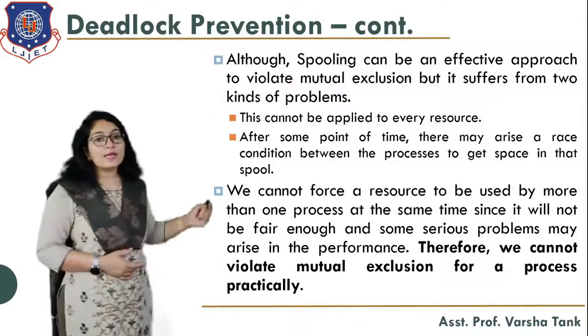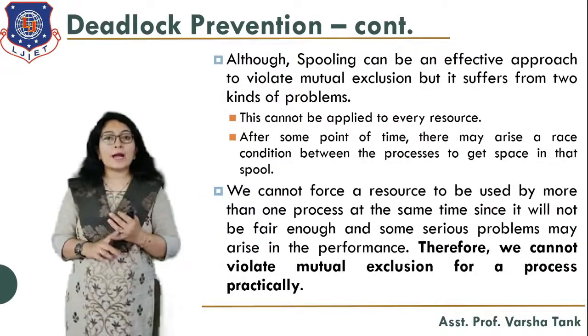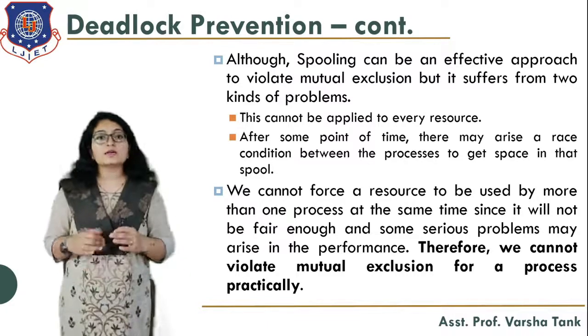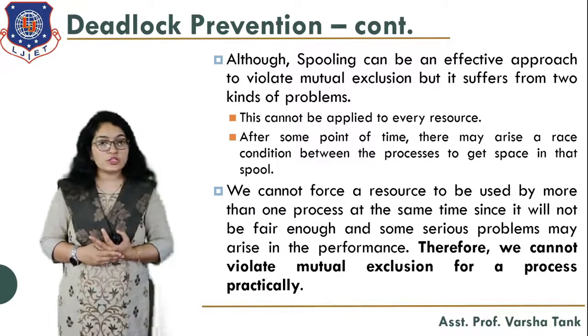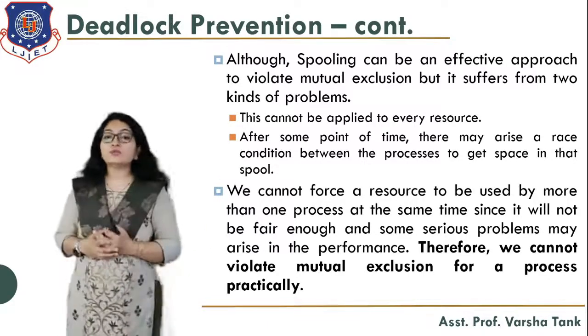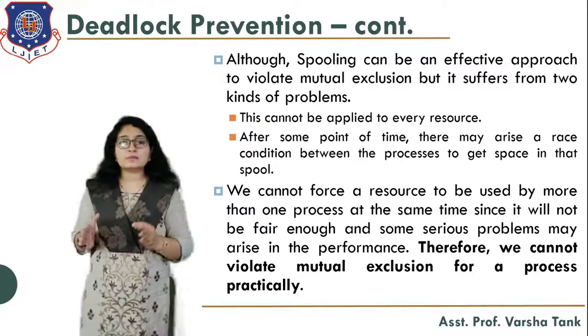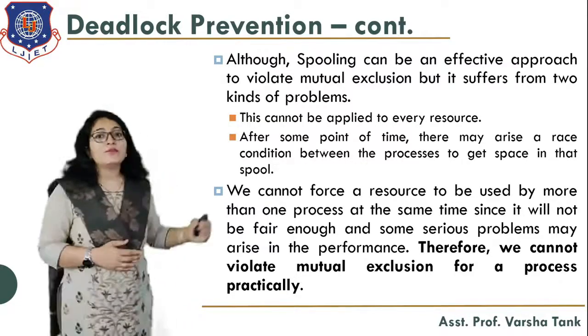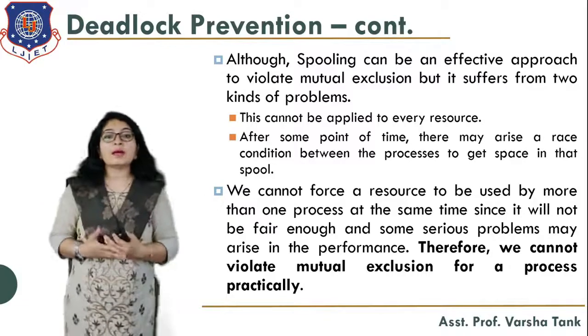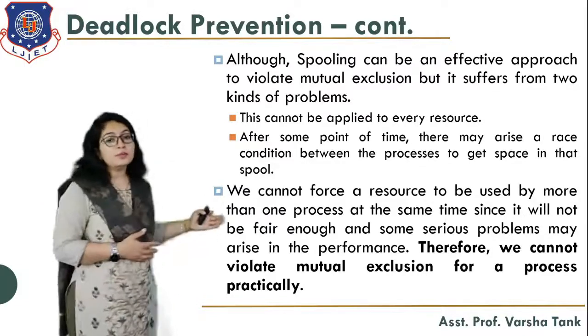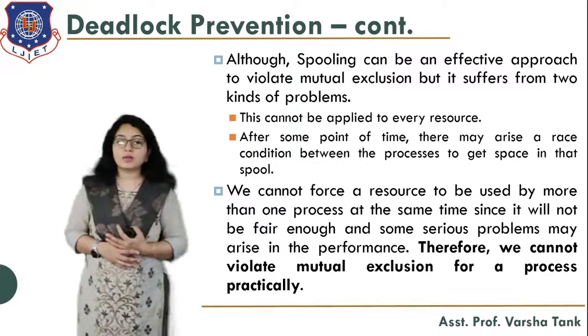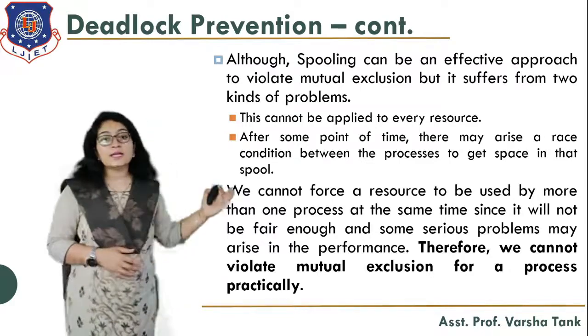So although spooling can be an effective approach to violate mutual exclusion, it suffers from two kinds of problems. It cannot be applied to every resource. We cannot apply the same scenario to each and every resource. After some point of time, there may arise a race condition between the processes to get space in that spool. So race conditions may be there.